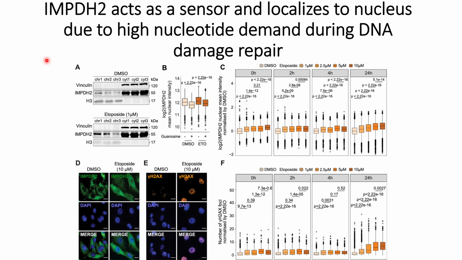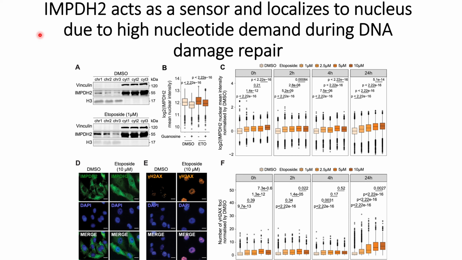In this video, we will continue our discussion about this IMPDH2, and we will discuss how IMPDH2 acts as a sensor and localizes to the nucleus due to the high nucleotide demand that usually occurs whenever DNA damage repair occurs. So, how did they come to these conclusions?